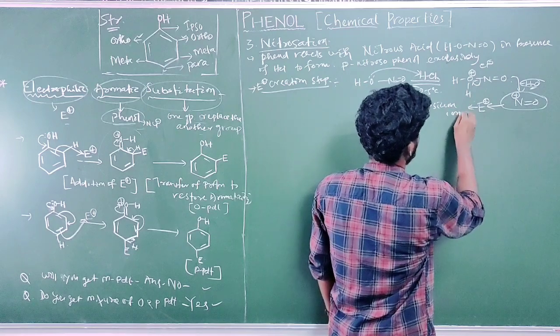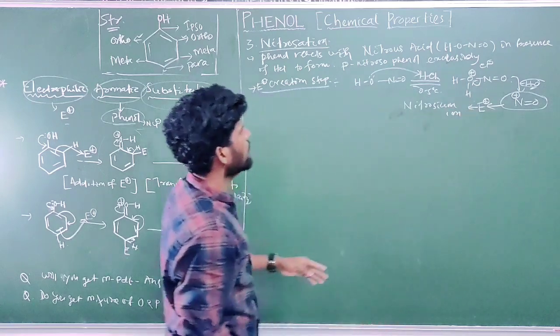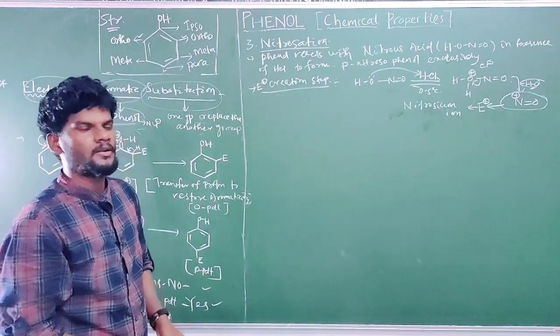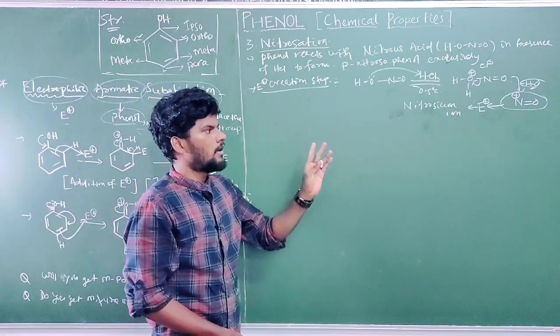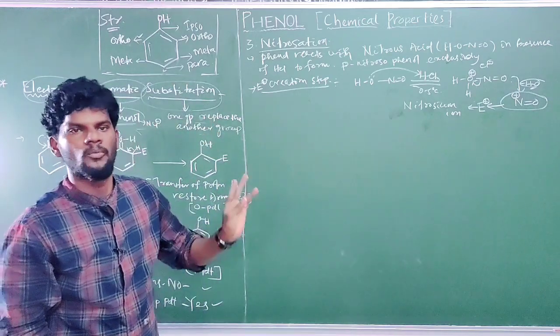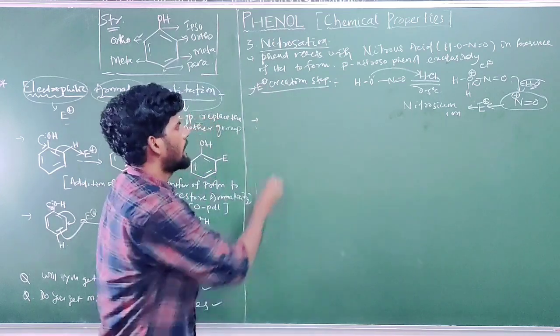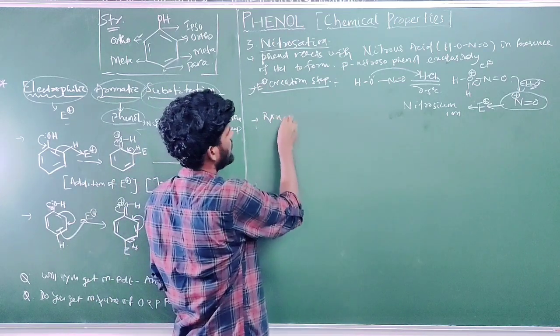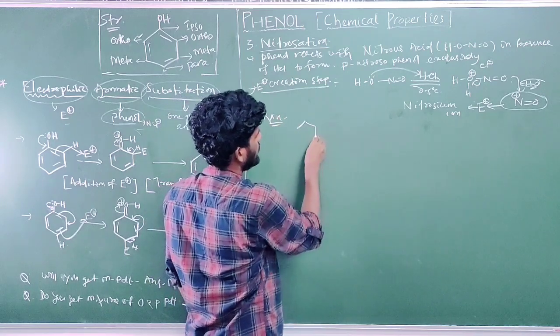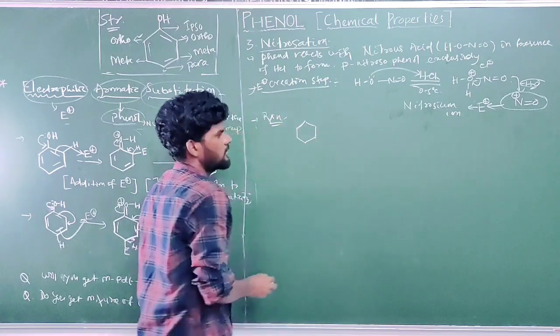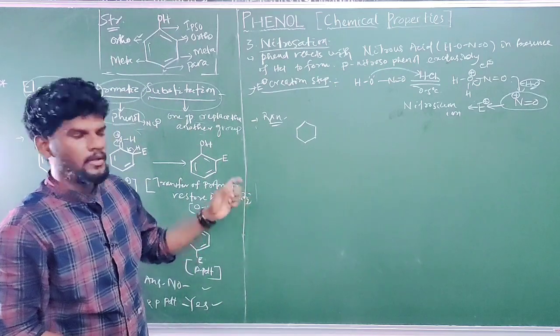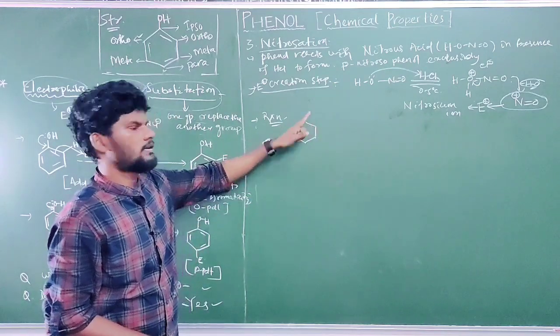Nitrosonium ion. If in the exam it is asked what is the electrophile in the nitrosation reaction of phenol, you write the answer is nitrosonium ion, or NO plus. Okay, so this is an important step. The next reaction gives the para product exclusively, not the ortho product, because in ortho there is steric hindrance. If the NO group is attached near to the OH group, it gets steric hindrance.